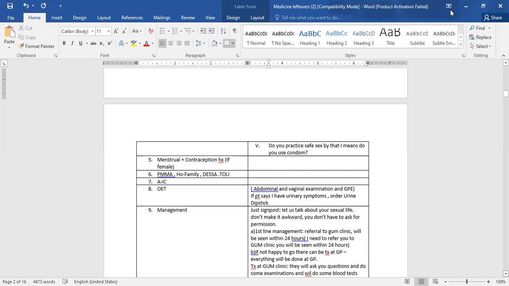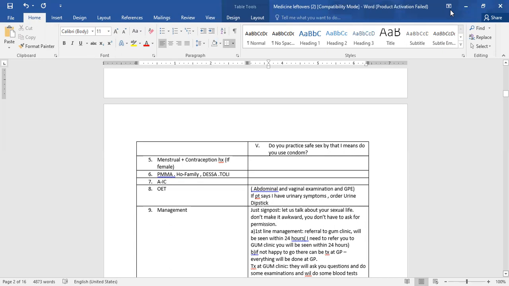And then comes the management. Again, if you mention the examination part, then the examiner will give you the examination findings. Otherwise, they will not give them to you on their own, they won't mention that. So you have to mention examination, because that is very important. And also, if you mention vaginal examination, then they will give you some findings of any kind of discharge or any lesion. Otherwise, they won't mention anything. They won't help you in this.